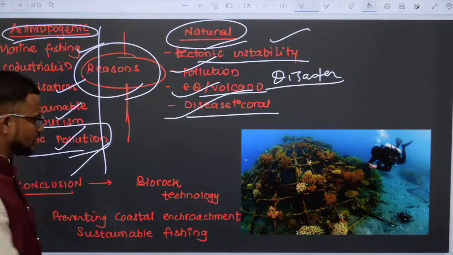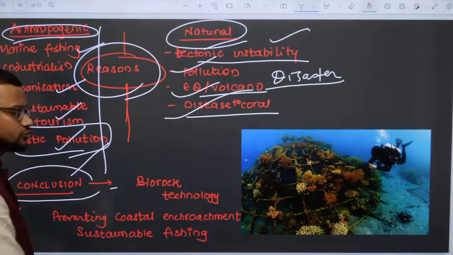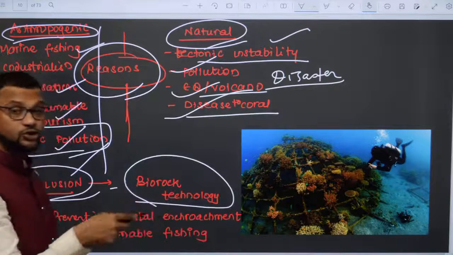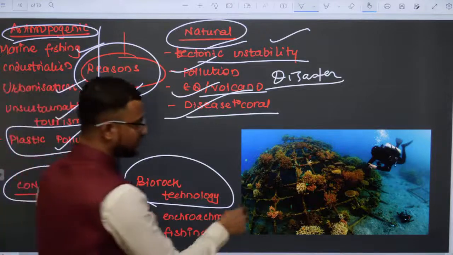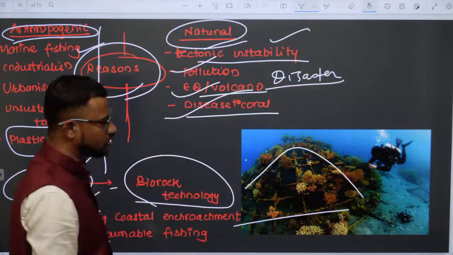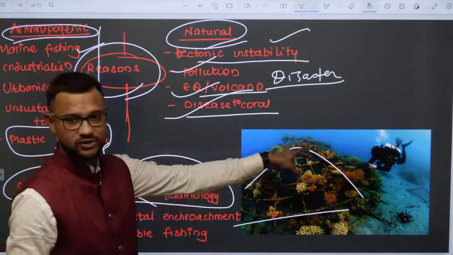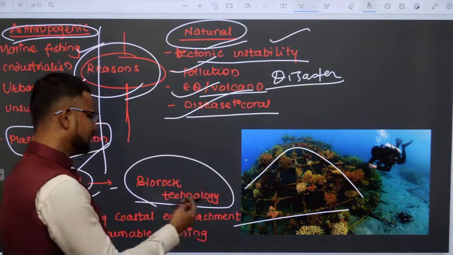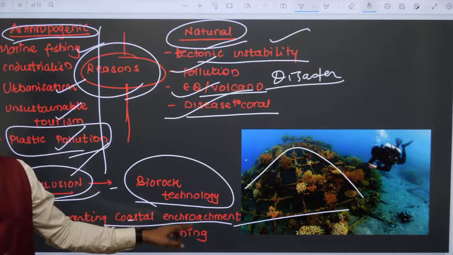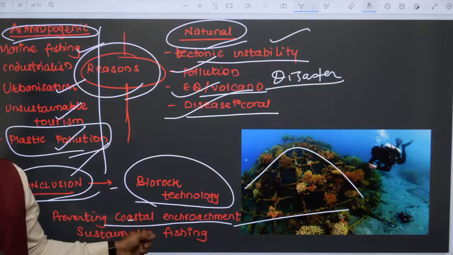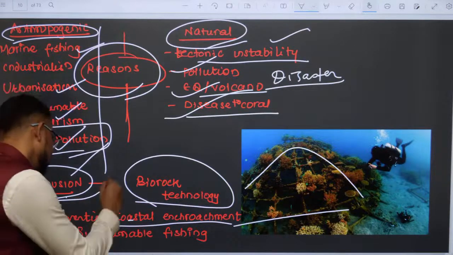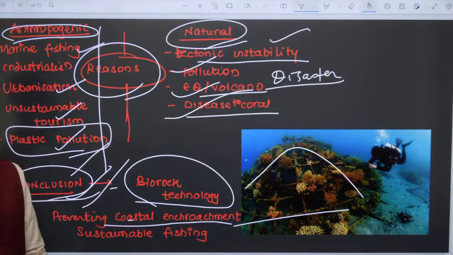Okay, so in conclusion, what you need to do is write about biorock technology, a newly developed technology where an artificial platform is provided to coral. Coral is now getting developed on this platform artificially. You can also suggest means to control coastal encroachment, sustainable tourism, and sustainable fishing activities. These are the points to be considered.